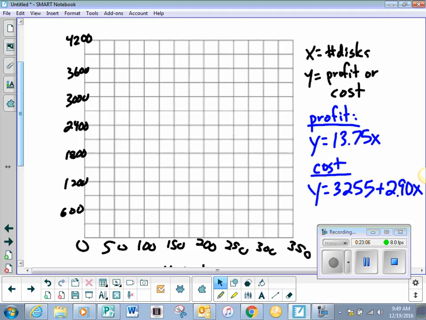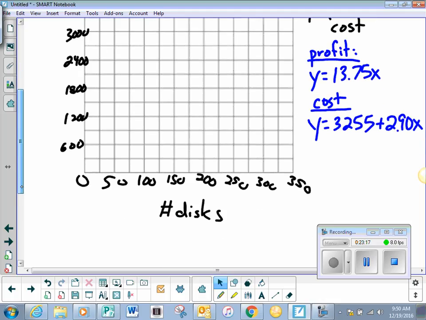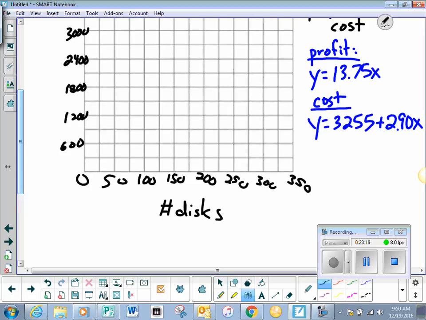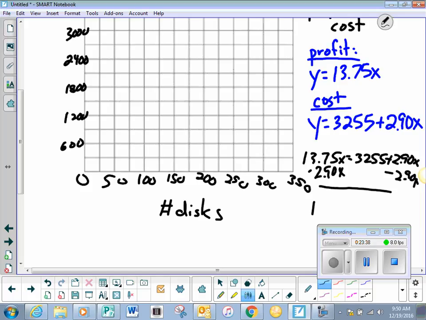Okay, how can you find out what the break-even point is before you even graph it? It's all in here. System of equations. You could do substitution, right? Couldn't I just set these equal to each other, substitute this in for y here? 13.75x equals 3255 plus 290x. Okay? And then if you subtract 290x from both sides, you get 1085x equals 3255, and what do you get for x?